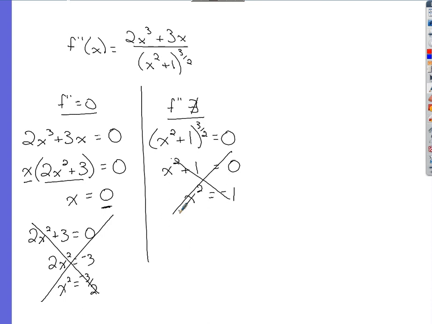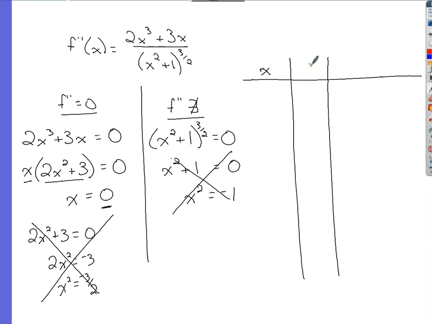All right, now, how we proceed from here. We set up a little chart. Got a column devoted to the x's. Then we're going to have 3 other columns. Second column is going to be devoted to the second derivative here. Third column, we're going to relate back to the original function. And then fourth column, we're going to discuss if we have any inflection points.